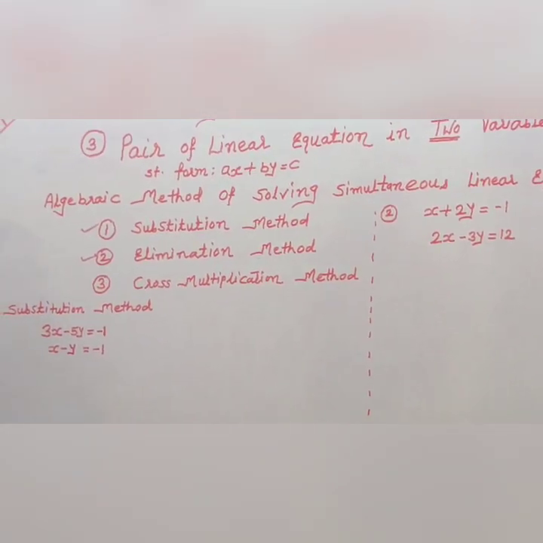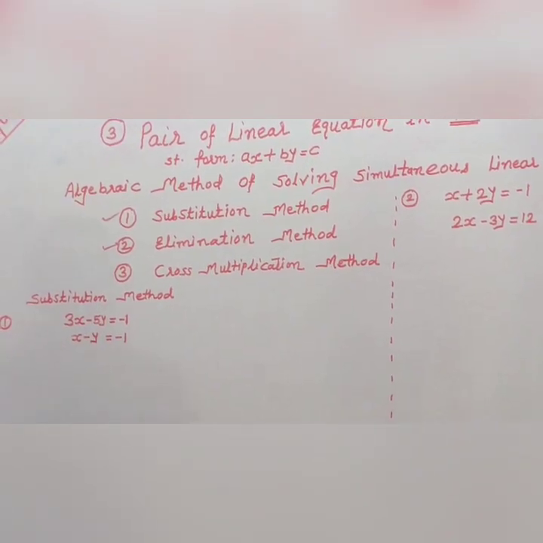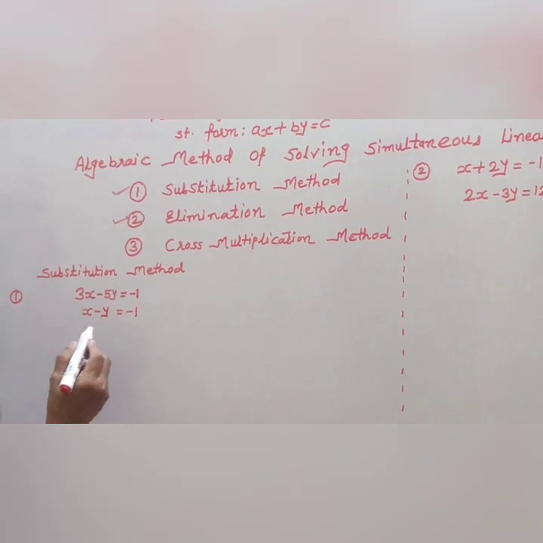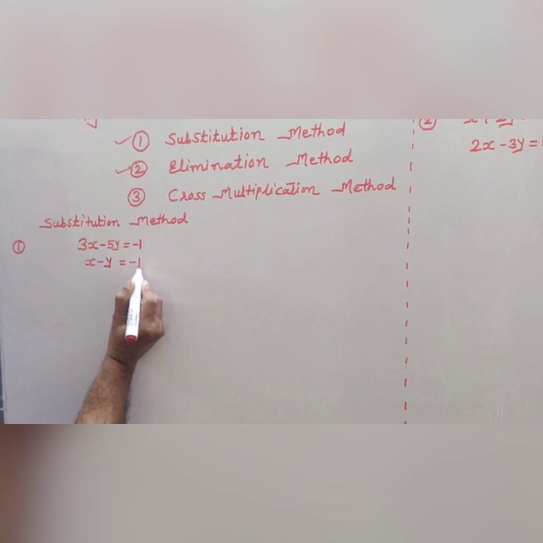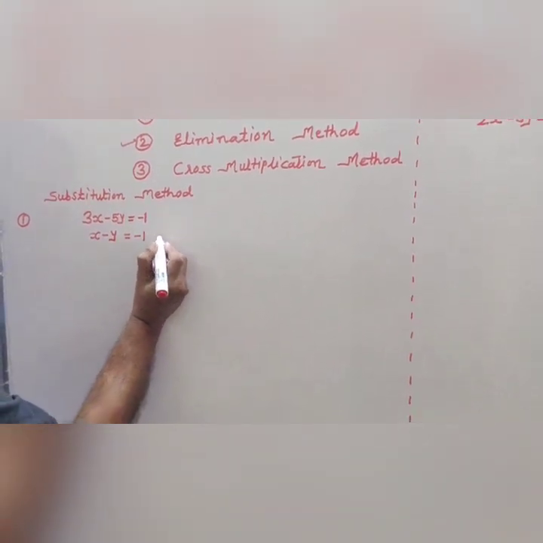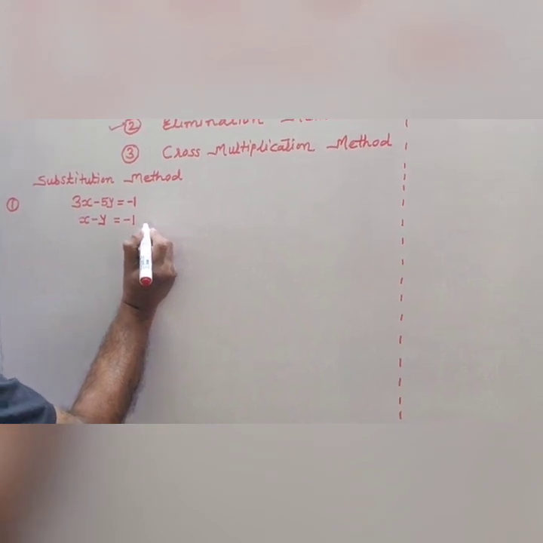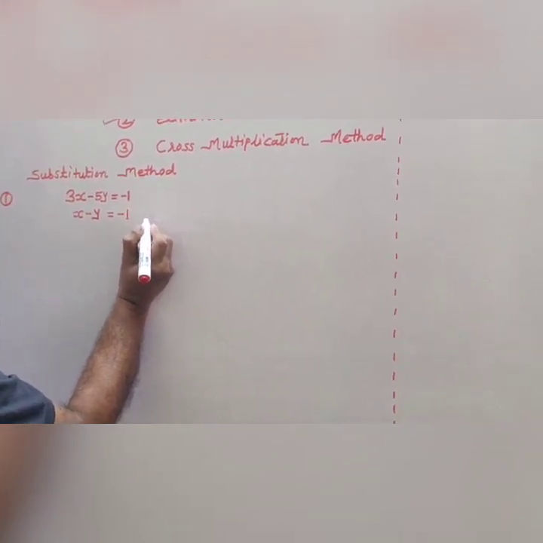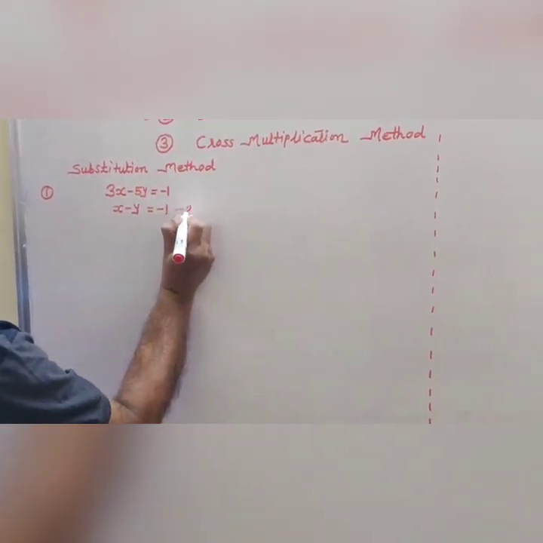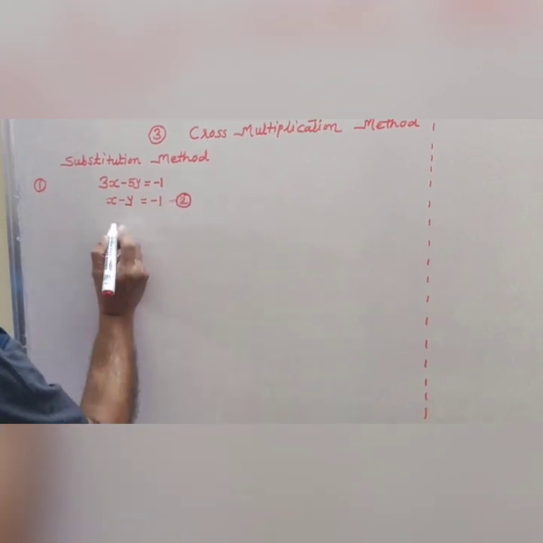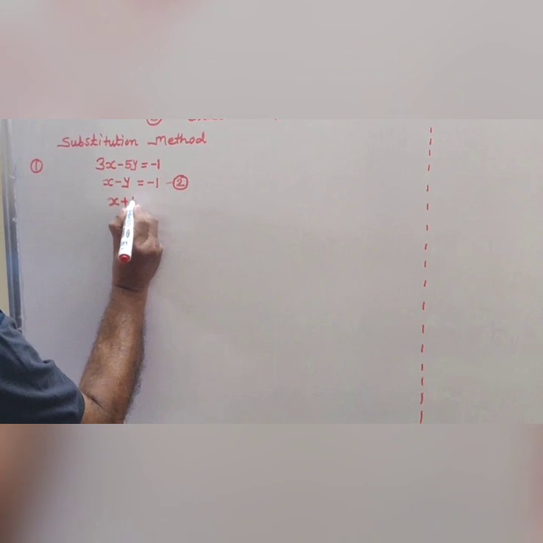In this video, we are going to solve the problem by substitution method by taking the example 3x minus 5y is equal to minus 1 and x minus y is equal to minus 1. Now you have to choose the simple equation so that you can eliminate one variable. You can eliminate x or y also. So I will start with equation 2 and write x plus 1 is equal to y.